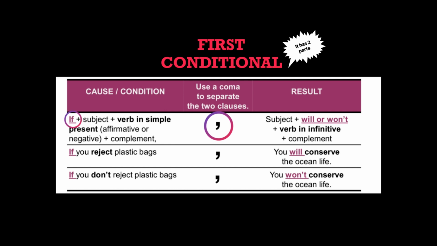The second part is the result, which contains the subject plus will or won't, depending if it is negative, or you can also use going to, and the different forms, plus the verb in infinitive, as we have already studied, and the complement.